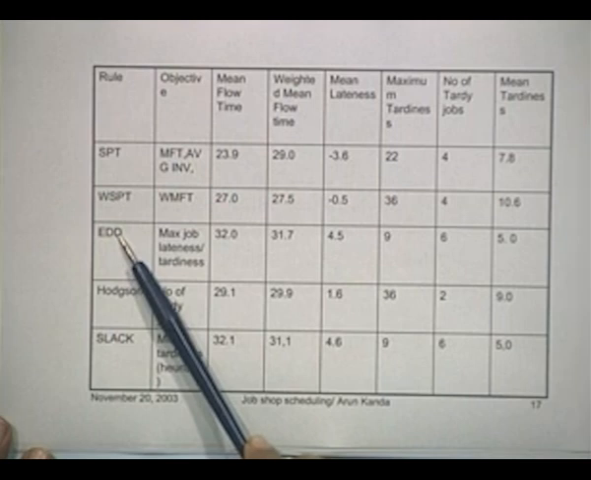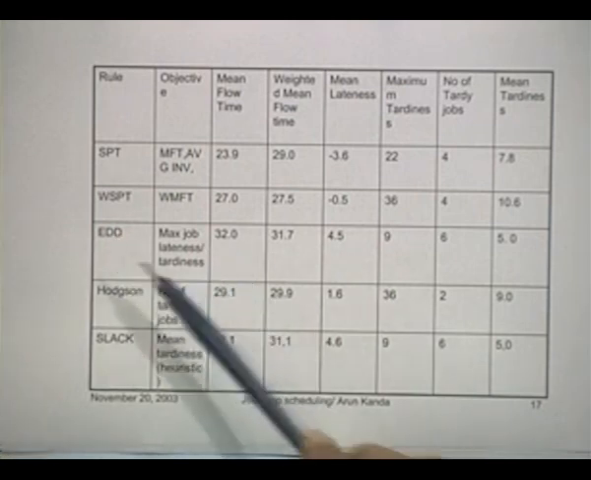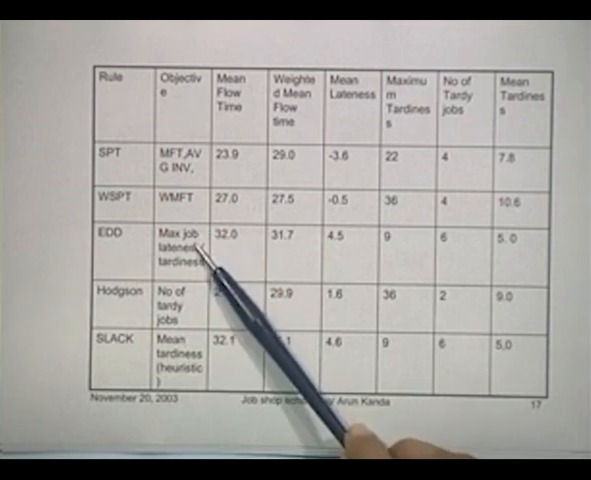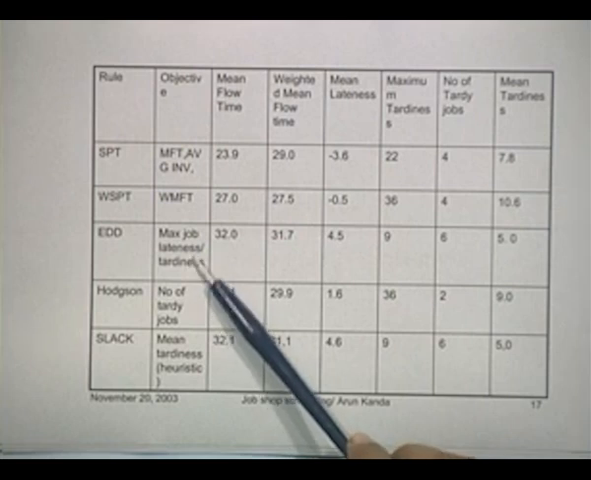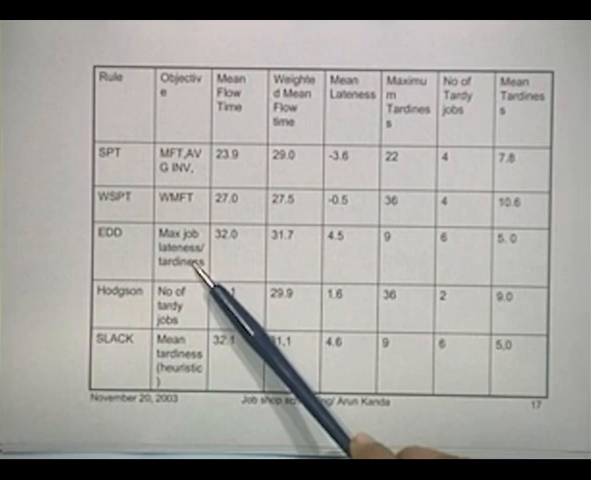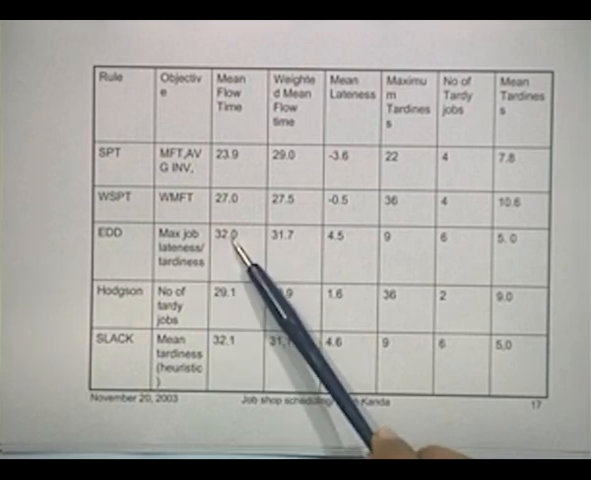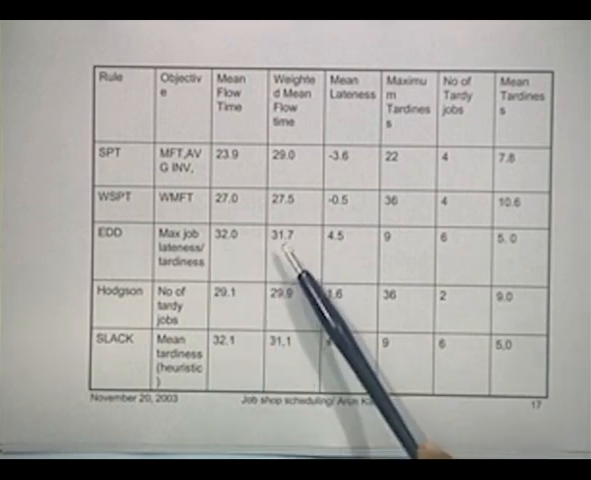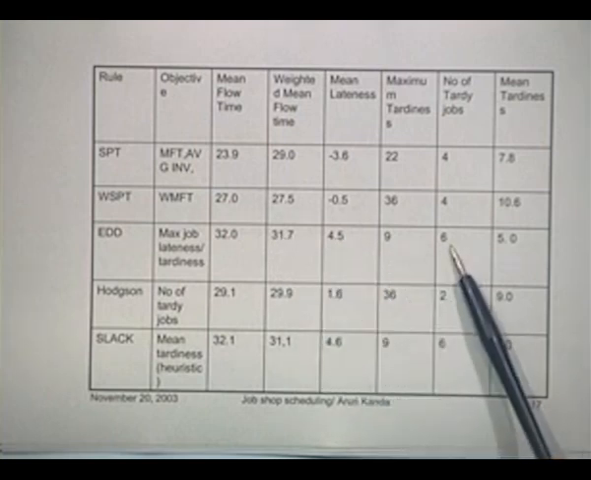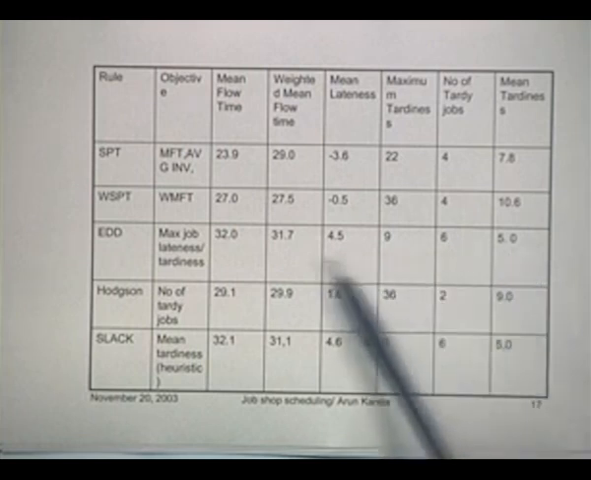The third rule that is commonly talked about is the earliest due date rule, the EDD rule. In the EDD rule, what happens is this particular rule will try to minimize the maximum job lateness and the maximum job tardiness in that sense of the term. And the corresponding values of the mean flow time, the weighted mean flow time, the mean lateness and the tardiness and the number of tardy jobs are shown here.